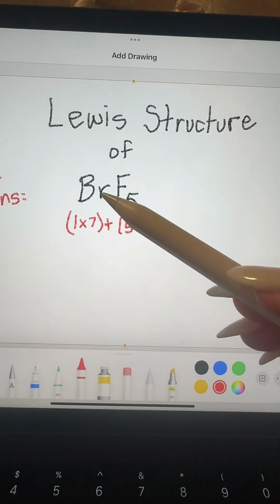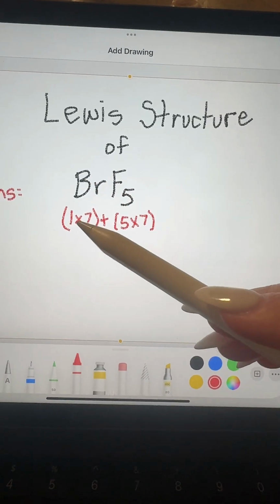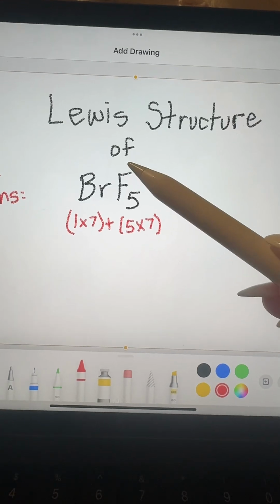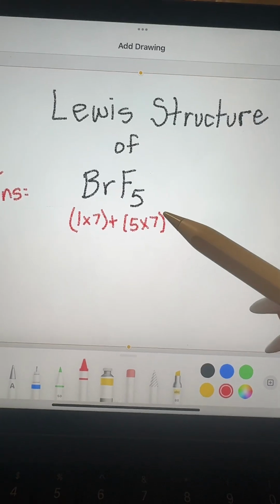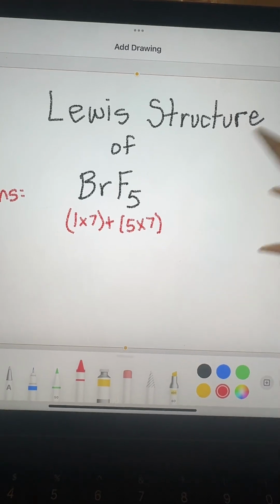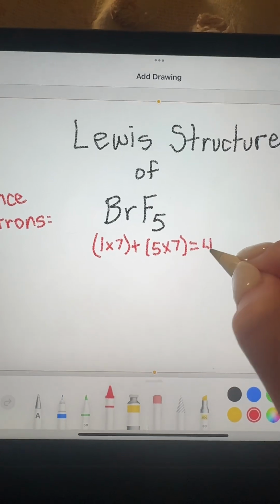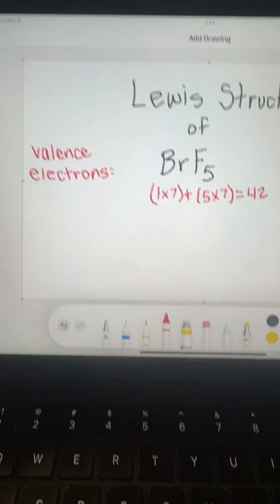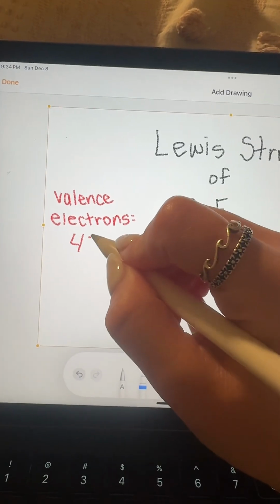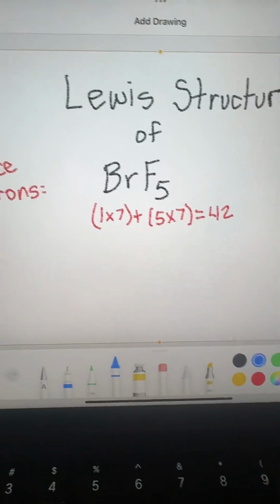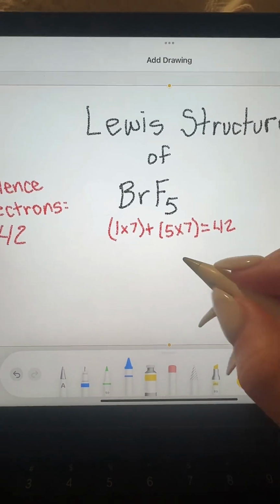So for Br, we have 7 valence electrons, and there's only one of these, so we're going to times that by 1. And for the F atom, we have also 7 valence electrons, but we're going to multiply that by 5, and that is going to equal 42. So we can write over here our total valence electrons is 42. So now we can write this out to make our Lewis structure.